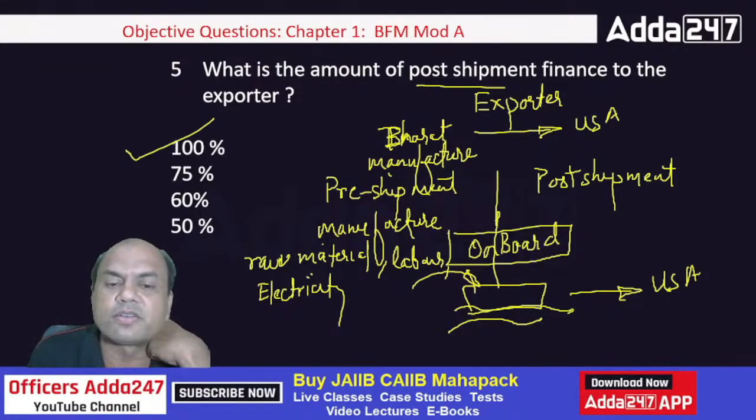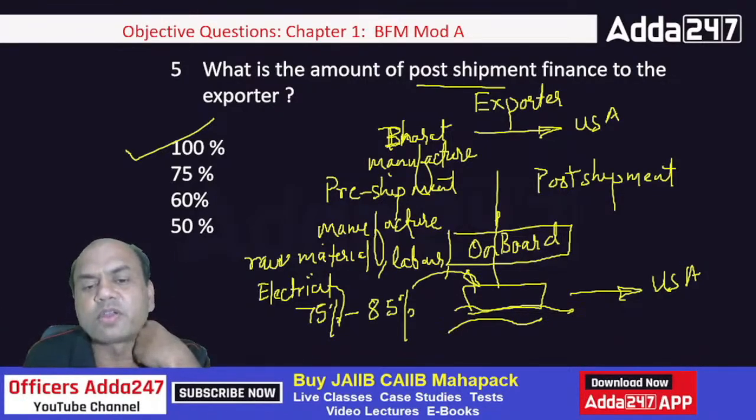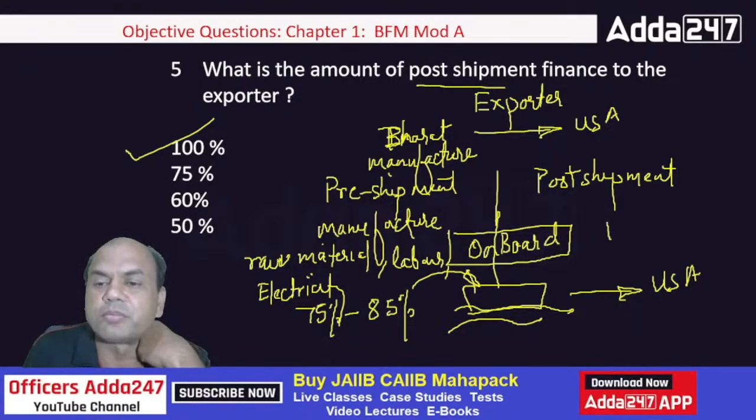And pre-shipment, you'll say then how much is pre-shipment given? Pre-shipment is always given 75% to 85%, depending on bank to bank. So 75 to 80% it is given. And post is always given 100%, complete 100%.